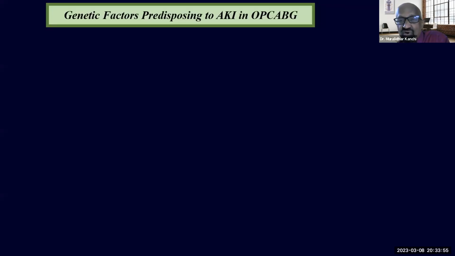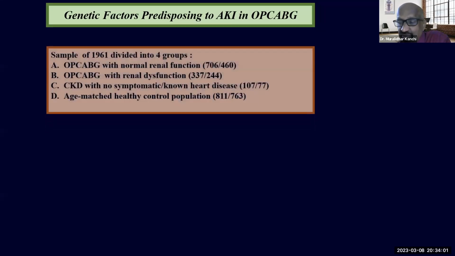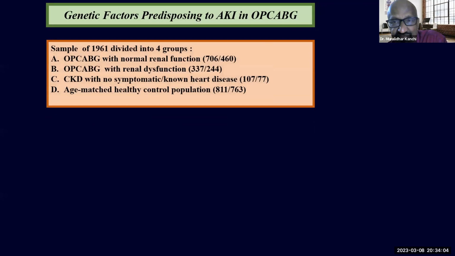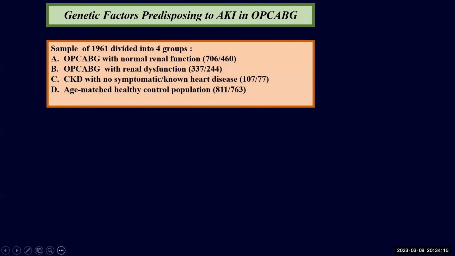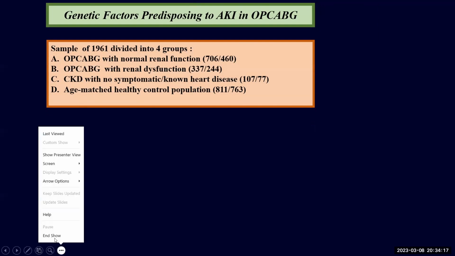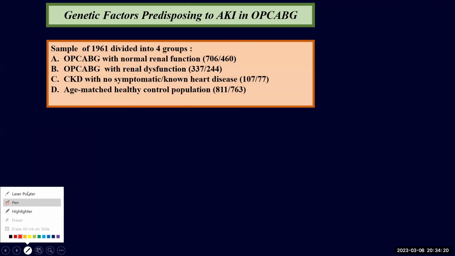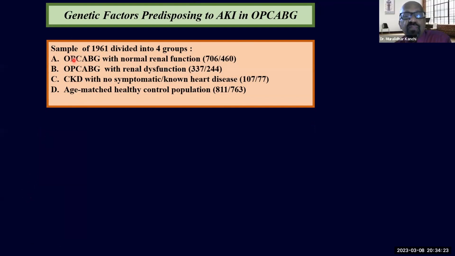In our own center, we have looked at the genetic factors that may cause kidney injury in patients undergoing off-pump coronary artery bypass grafting. We had a cohort of close to 2,000 patients, and these patients were categorized into 4 groups. The first group was those with normal renal function, defined as a GFR of more than 60 ml per minute per meter square of body surface area with a creatinine of 1.3 or less.